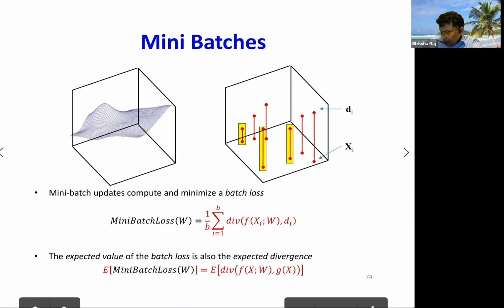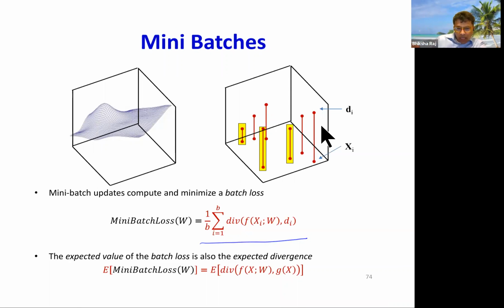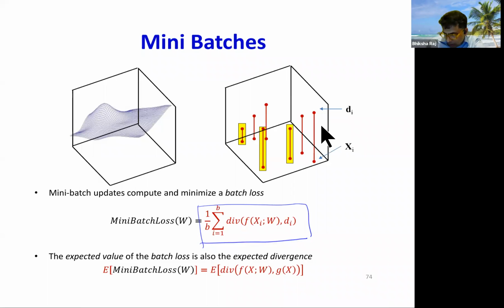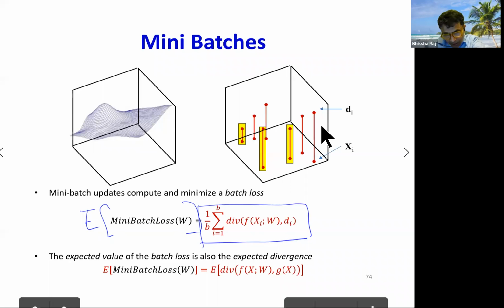Now, in each iteration, the loss minimized by the mini batch update is the average divergence. For the mini batch, the loss is not the divergence for a single instance. It's not the divergence over the entire training set. It is the average divergence over just that mini batch, right? So what is the expected value of this mini batch loss? Can anyone tell me? What is it going to be?